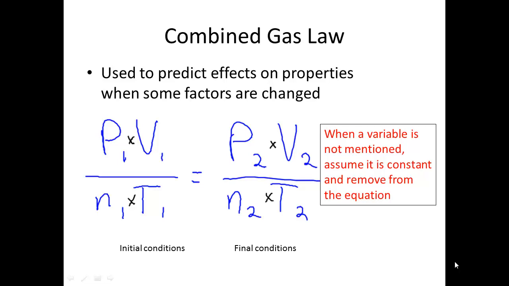The combined gas law is similar to Boyle's, Charles's, Gay-Lussac's, and Avogadro's laws. We talked about Avogadro's a long time ago: the more particles, the more moles. That's Avogadro's law. So you have P1 V1 over N1 T1 equals P2 V2 over N2 T2. And you see, when you don't talk about a variable, you're going to see all the gas laws are here.